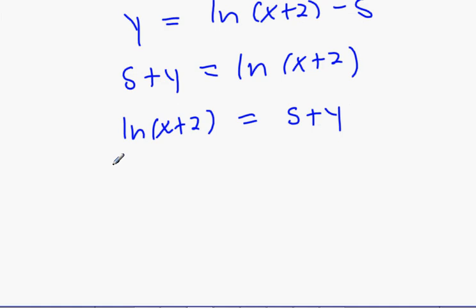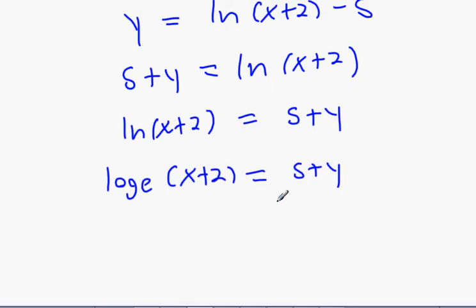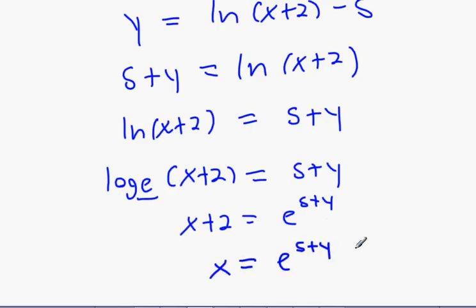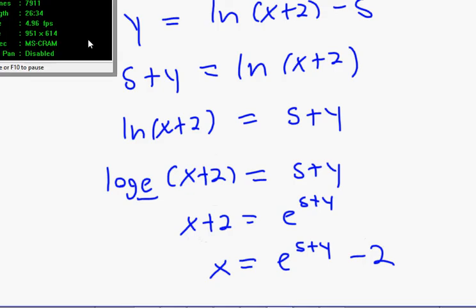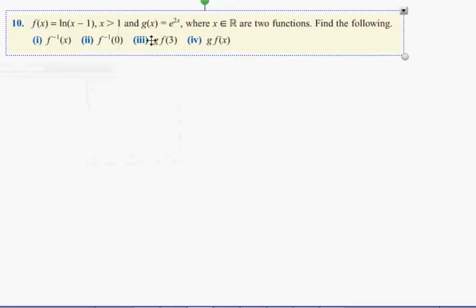Now, what does ln mean again? ln means log to the base e. And what we know about this is that this means that the x plus 2 equals the base number to the power of the other number. And then we know that x on its own is going to be e to the power of 5 plus y, minus 2. Everybody alright with that? Any questions?